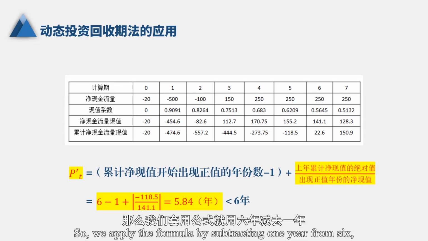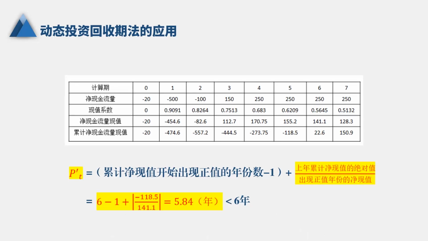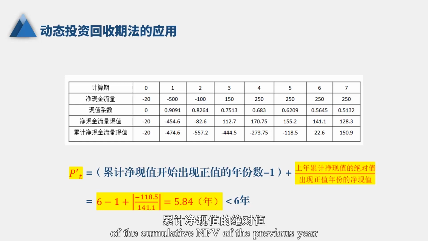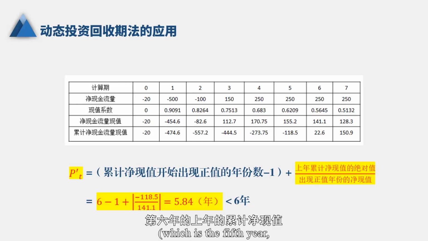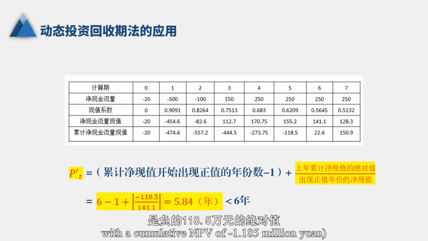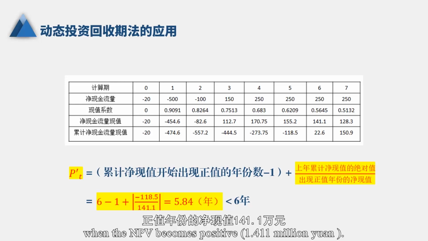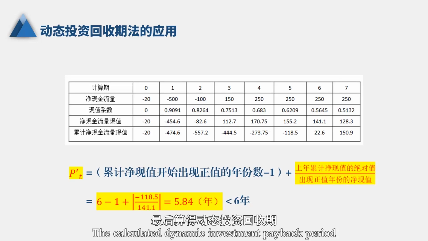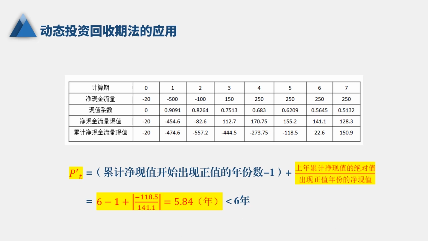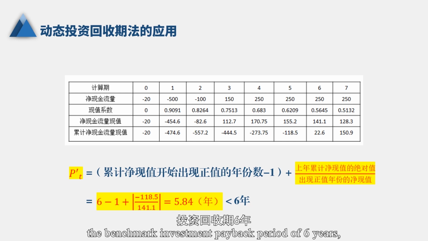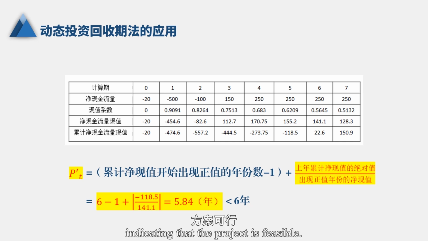So, we apply the formula by subtracting 1 year from 6, and then adding the absolute value of the cumulative NPV of the previous year, which is the 5th year, with a cumulative NPV of 1.185 million yuan, divided by the net cash flow of the year, when the NPV becomes positive, 1.411 million yuan. The calculated dynamic investment payback period is 5.84 years, which is less than the benchmark investment payback period of 6 years, indicating that the project is feasible.